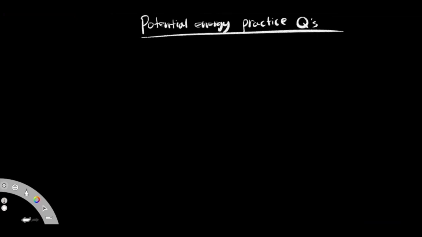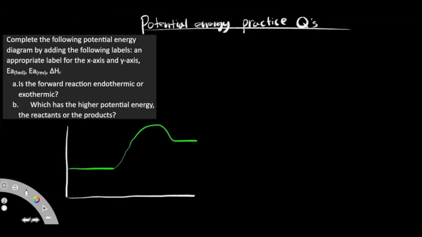Potential energy practice questions. Let's have a look at some of these. As you can see, this is our first one. Let's label appropriately first, an appropriate label for the X and the appropriate label for the Y.